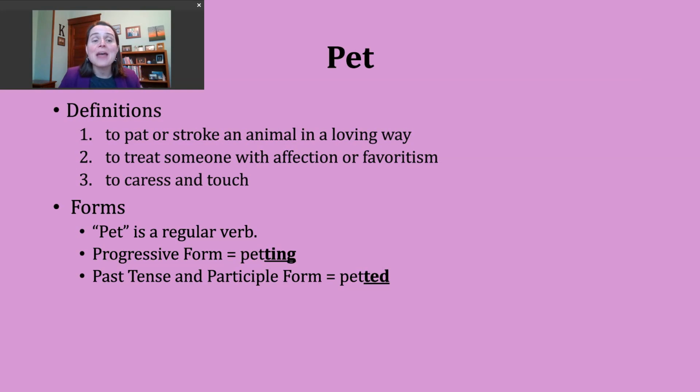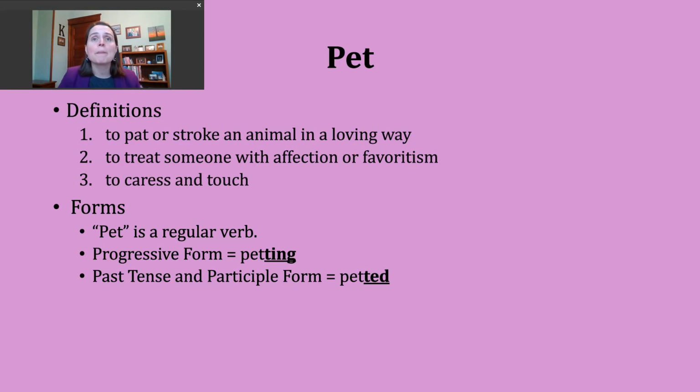For now, you should know that pet is a regular verb. To make the progressive form of this verb and the past tense form, we're going to have a spelling change. And the reason for that is we have a verb that ends with a consonant, vowel, consonant pattern. And so anytime we're adding a suffix that starts with a vowel letter, like I or E, we need to double our ending consonant. So I'm going to spell the progressive form of this verb, P-E-T-T-I-N-G. Okay, that makes petting. The past tense and participle forms are going to have that double T, right, two T's there, before we add our ed suffix.